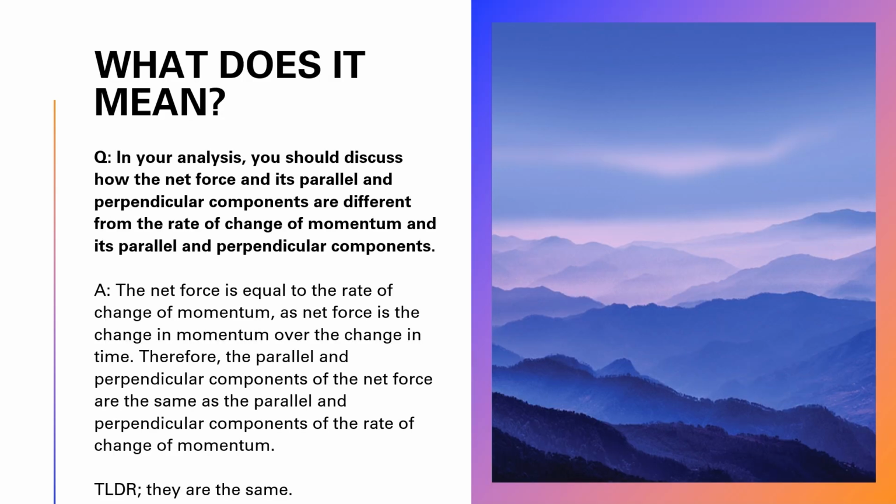Our what-does-it-mean question was, in your analysis, you discuss how the net force and parallel and perpendicular components are different from the rate of change of momentum and its parallel and perpendicular components. So this is just quizzing us if we know that F net and change of momentum are the same thing, right? The rate of change of momentum is delta p over delta t, and we know from Newton's second law that F net equals delta p over delta t. So those are the same thing.